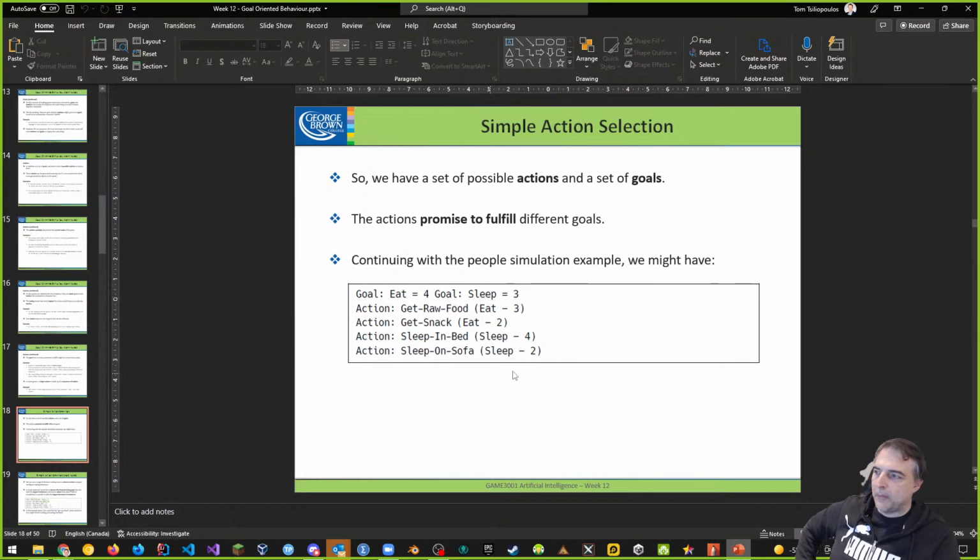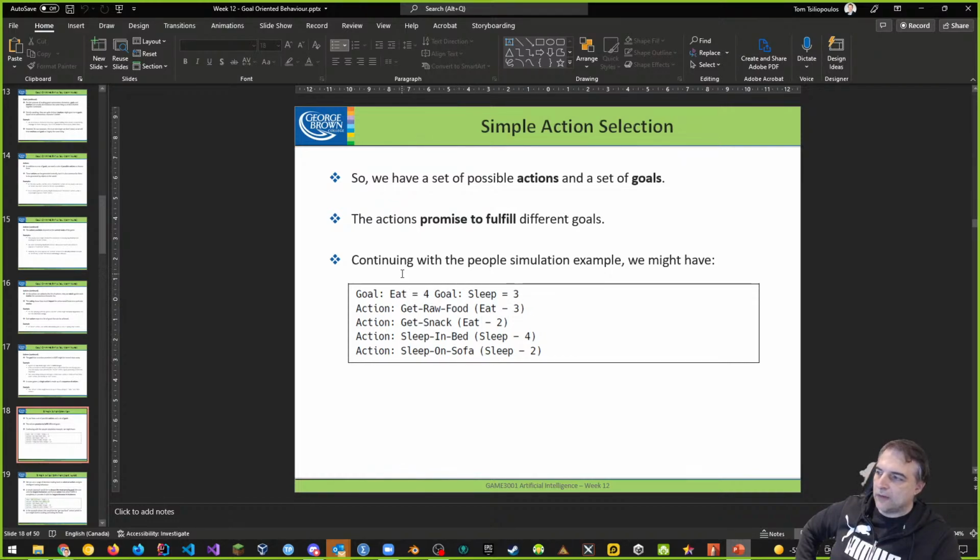Here are some actions that map to those goals. I have an action that's get raw food, right? If I get raw food, I'm going to reduce my eat goal by 3. And get snack, my eat goal is going to reduce by 2. Sleep in bed, my sleep goal is going to be reduced by 4. And sleep on sofa, my sleep insistence is going to be reduced by 2. So there are different kinds of actions that do different things according to the goals.